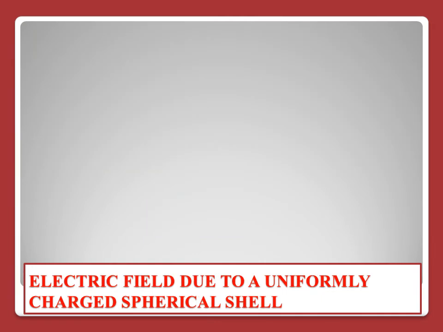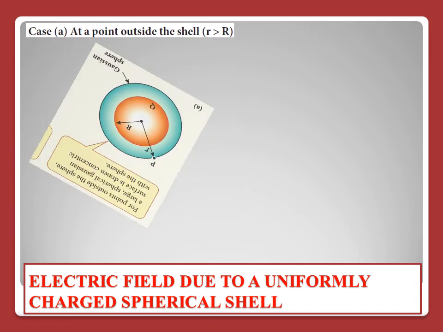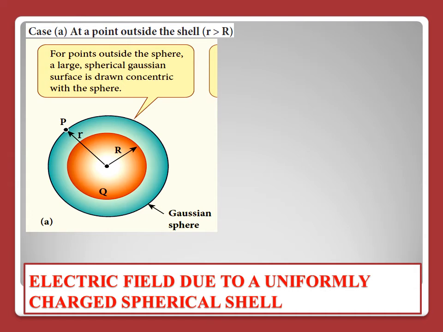The next one is electric field due to a uniformly charged spherical shell. Now, in this we have three cases. One which is outside the spherical shell, the other one is on the shell, and the third one is inside the spherical shell. Now if you see the diagram, you have your charge which is having a radius of r. It is going to be spherical in shape, and the Gaussian surface is also going to be spherical in shape. For points outside the sphere, a large spherical Gaussian surface is drawn concentric with the sphere.